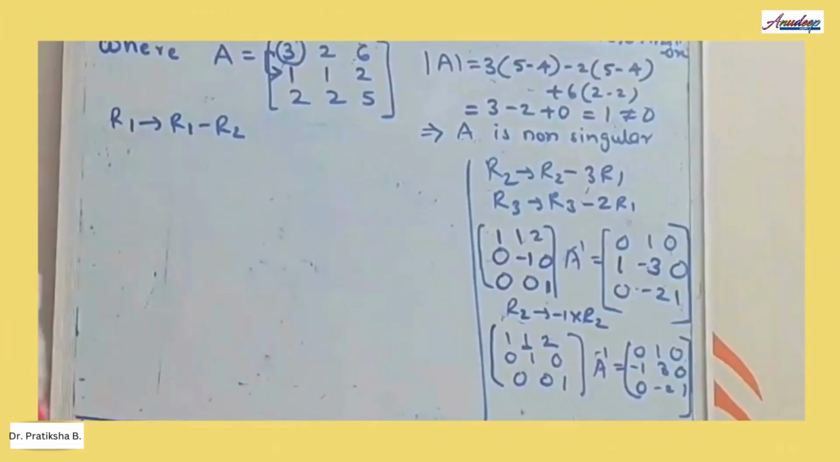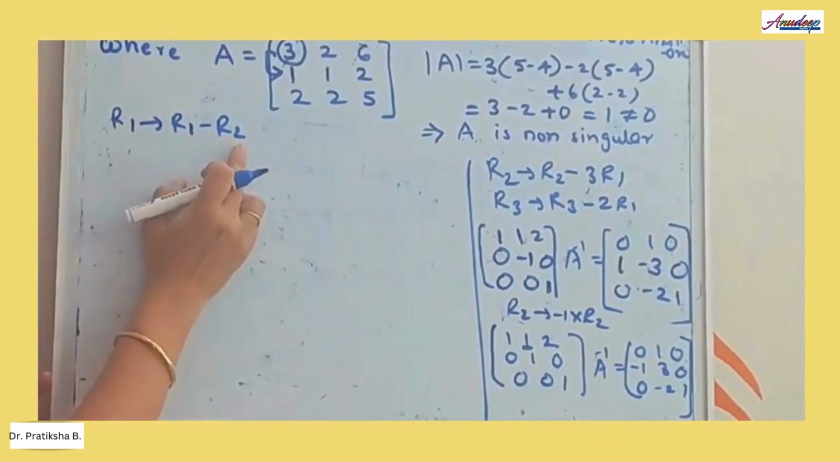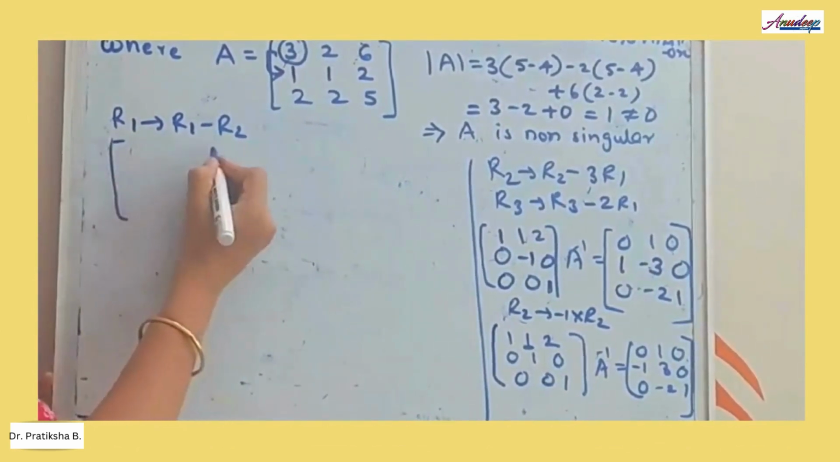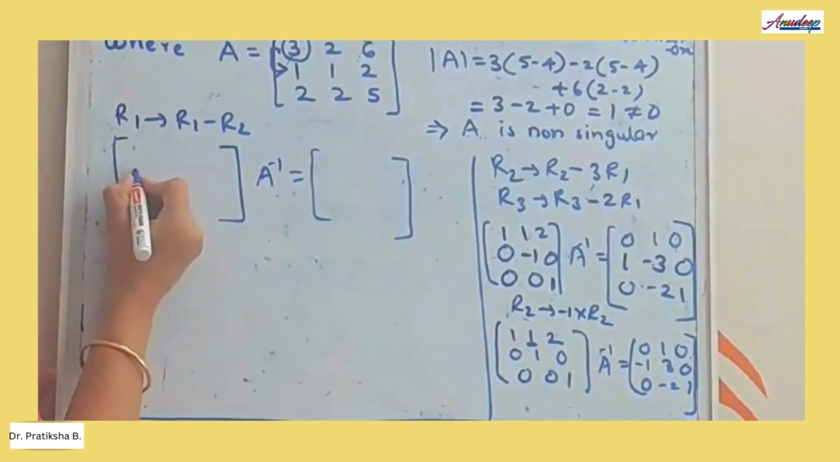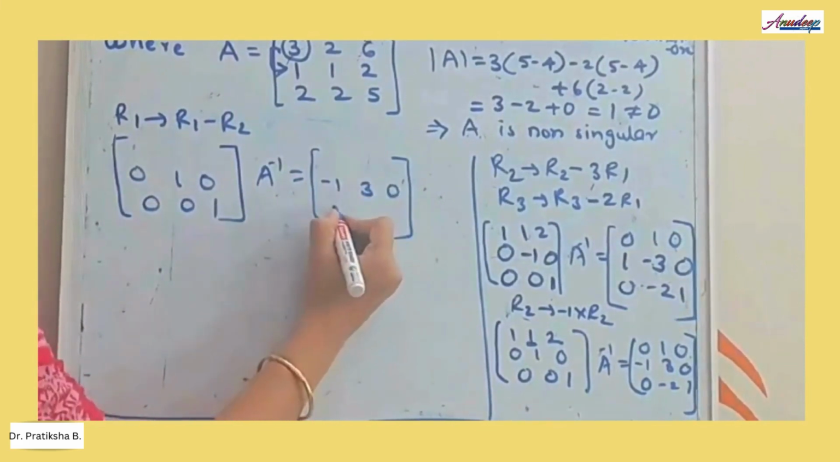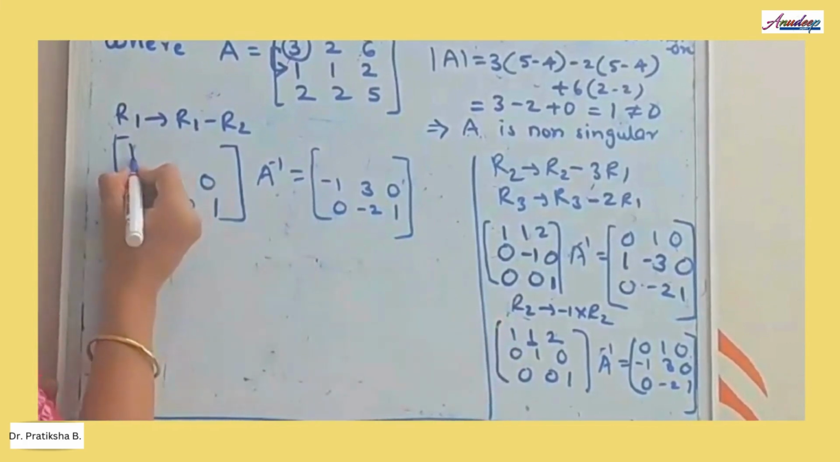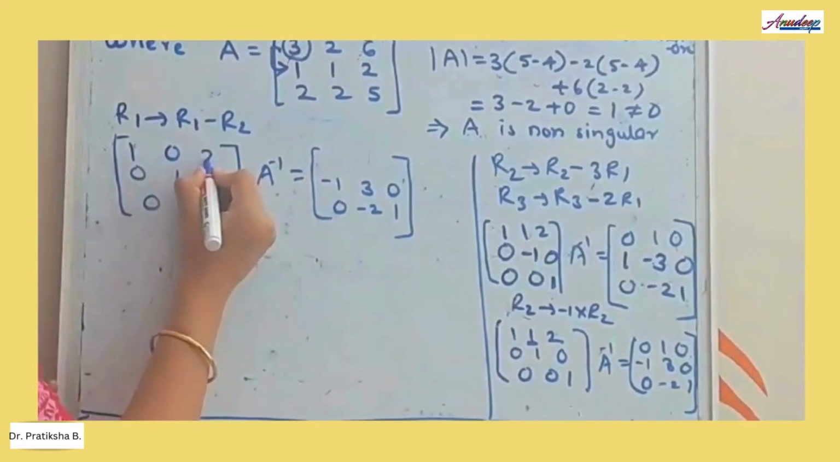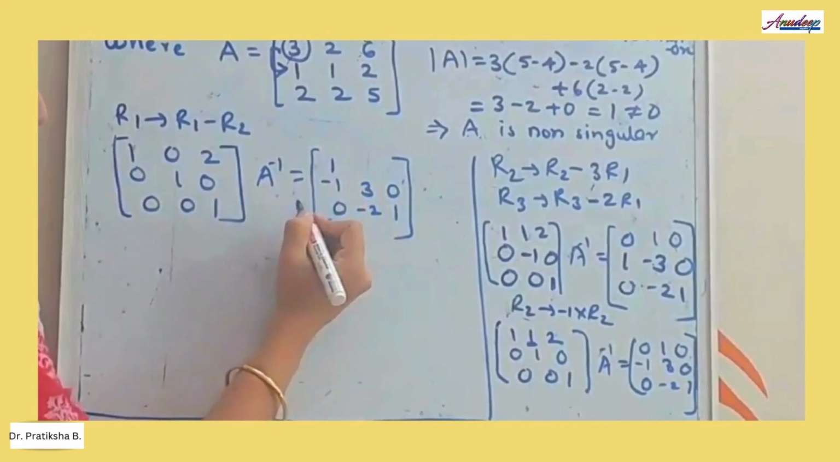Now to reduce this element A12 equal to 0, we can perform the operation R1 changes to R1 minus R2. We are just changing R1; R2 and R3 will be as they are. So let us rewrite them again. Now let us simply subtract R1 minus R2: 1 minus 0 is 1, 1 minus 1 is 0, 2 minus 0 is 2. Again, 0 minus of minus 1 is plus 1, 1 minus 3 is minus 2, and 0 minus 0 is 0.